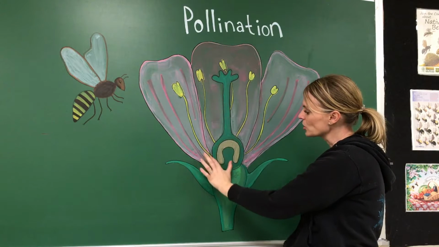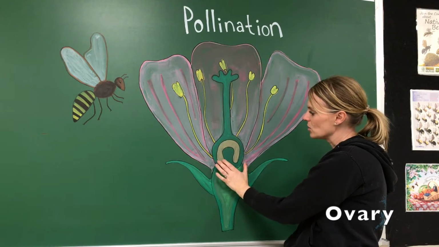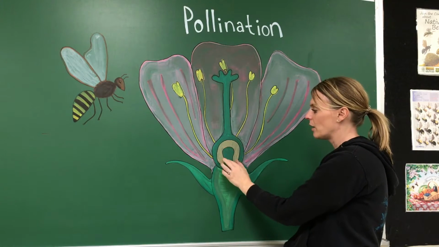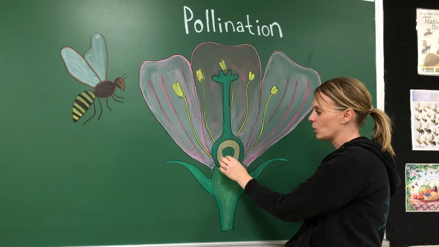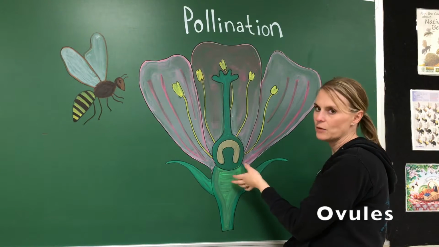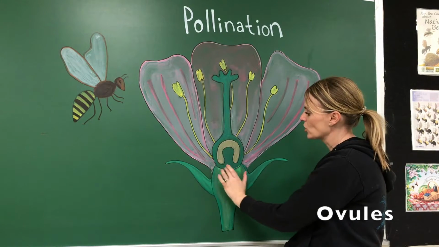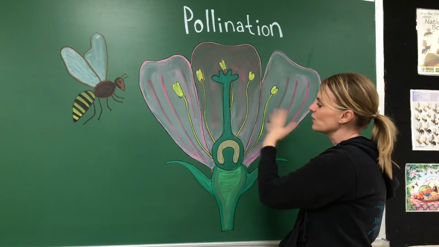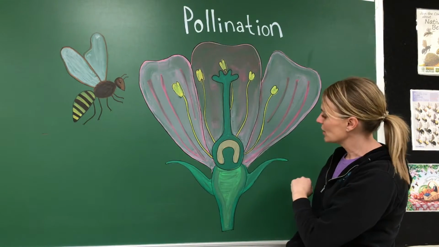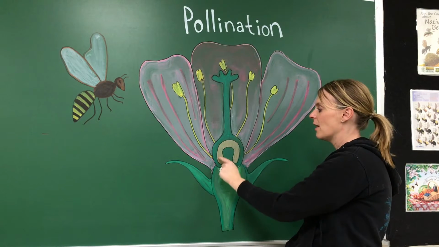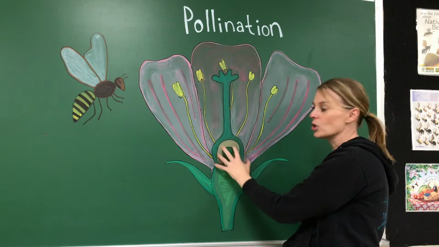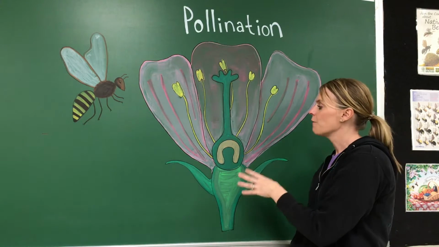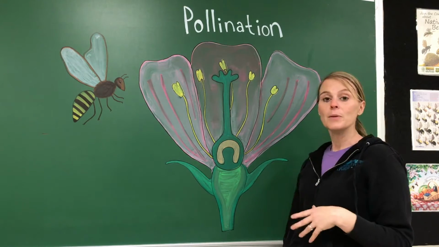And then this swollen structure right here is called the ovary. Inside of the ovary is where the seeds would be created, and those are called ovules. But this big structure right here is what would turn into the fruit. So if we were looking at this flower and it was an apple blossom, which it kind of looks like, it's just missing a few petals, then this structure right here would turn into our apple once pollinated. So that's the female part, the pistil.